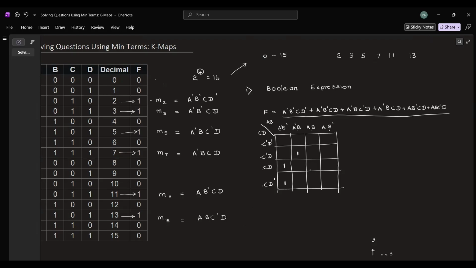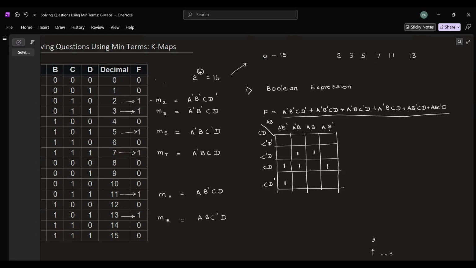So one comes here. And then A bar, B, C, D. So it comes here. And A, B bar, C, D. A, B bar is here. C, D is here. And then we have A, B, C bar, D. That's it. This is how you have to mark the ones.